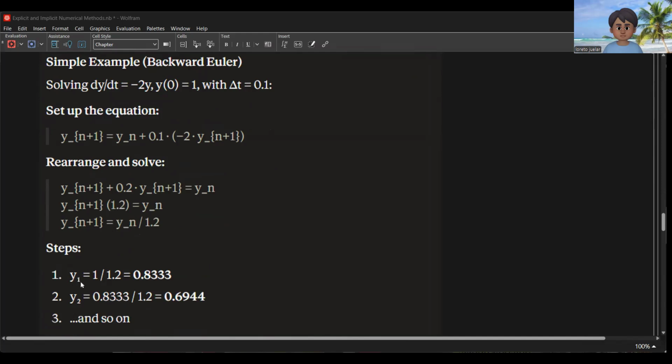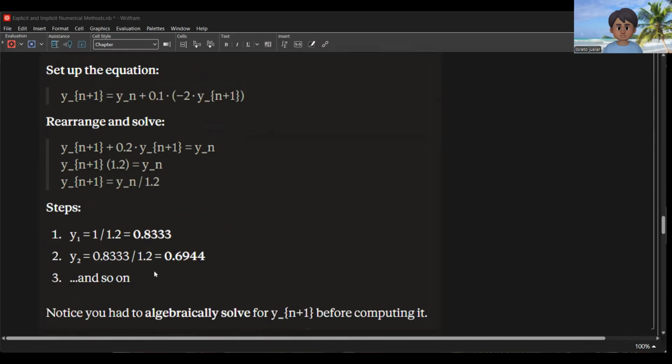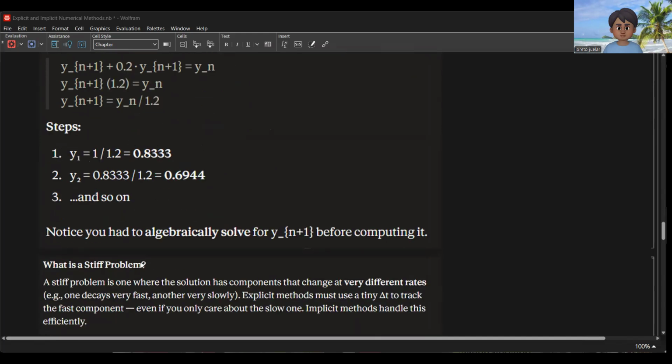So we have the example, our first value, the initial value equal to 1 over 1.2. So this is equal to 0.83. So for the y sub 2, or y sub 1 here is 0.833 divided by 1.2, this is 0.6944, and so on. So notice you had to algebraically solve for y sub n plus 1 before computing it.